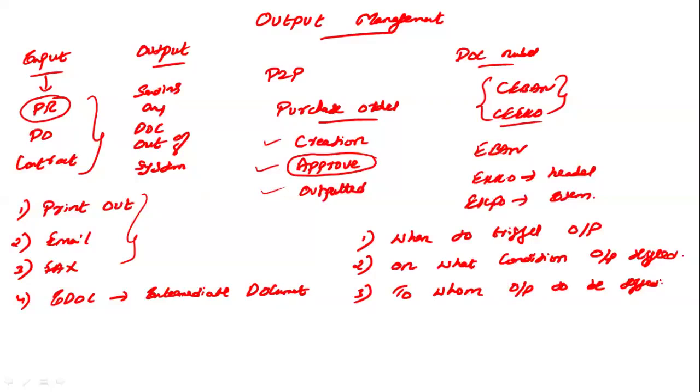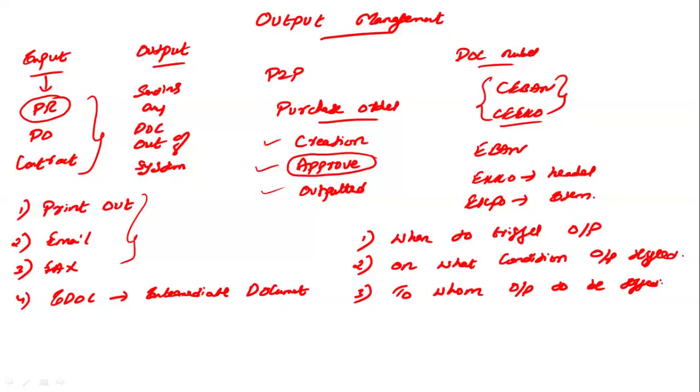Let me repeat again. Output management is a mechanism where it is decided what output needs to be generated, when it needs to be generated, how it needs to be generated, and to whom it needs to be sent. Giving the full control to the system is nothing but output management.